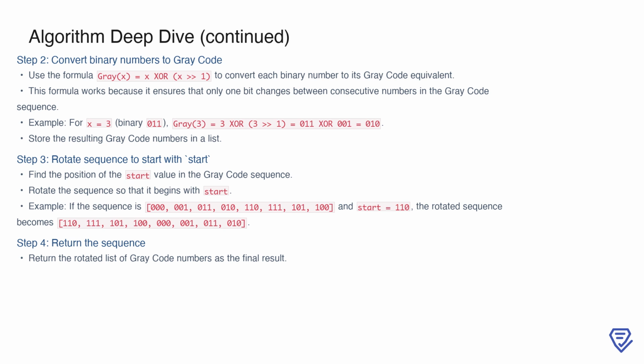Once we have the complete gray code sequence, we need to ensure it starts with the specified start value. To do this, we find the index of the start value in the sequence and rotate the sequence so that start becomes the first element. For example, if the sequence is 000, 001, 011, 010, 110, 111, 101, 100, and start equals 110, rotating the sequence results in 110, 111, 101, 100, 000, 001, 011, 010. Finally, the rotated sequence is returned as the solution.